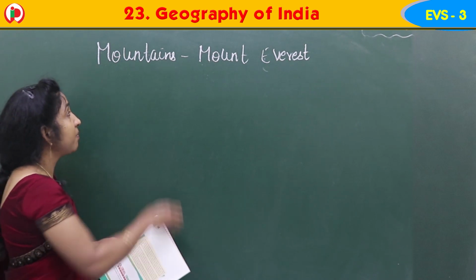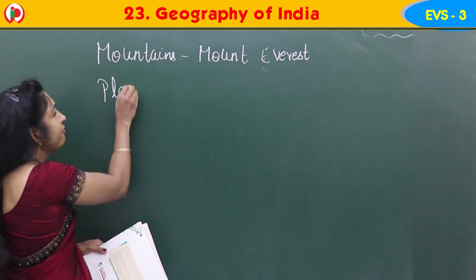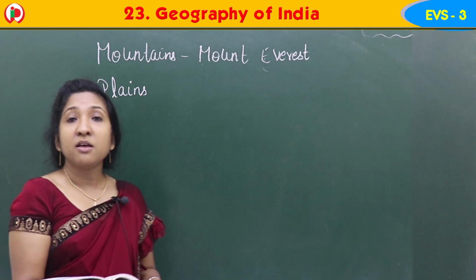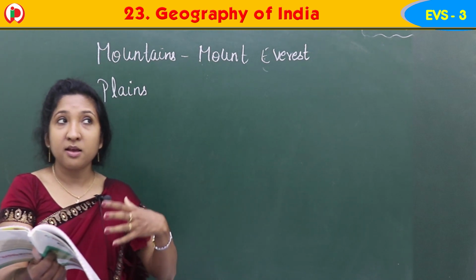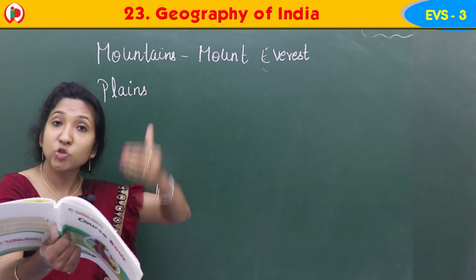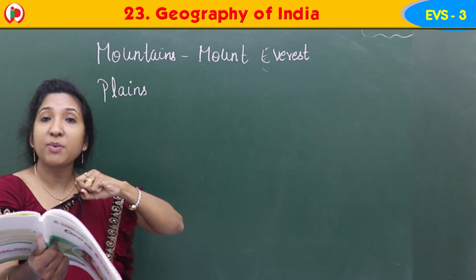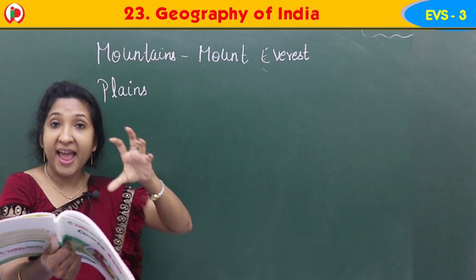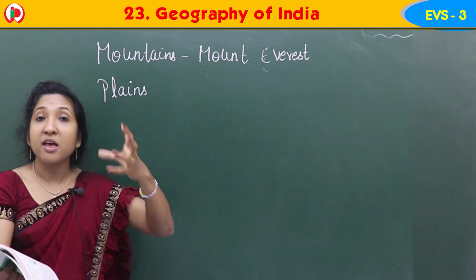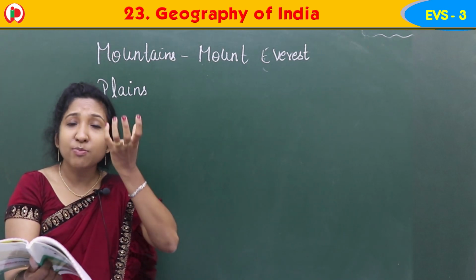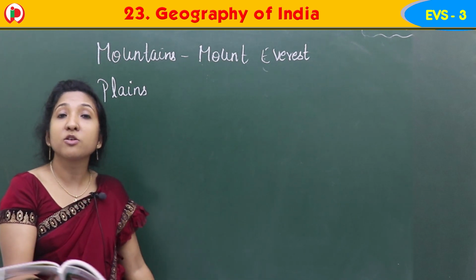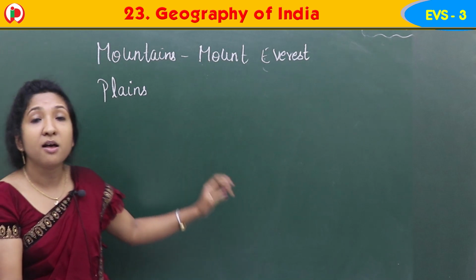Then we learned about the plains of India. Plains are broad, flat areas of land. The rivers Ganga and Yamuna flow from the mountain ranges to the plains. These rivers leave behind fine, small, smooth sand called silt, which is very good for crops. So the land is very fertile in the plains.